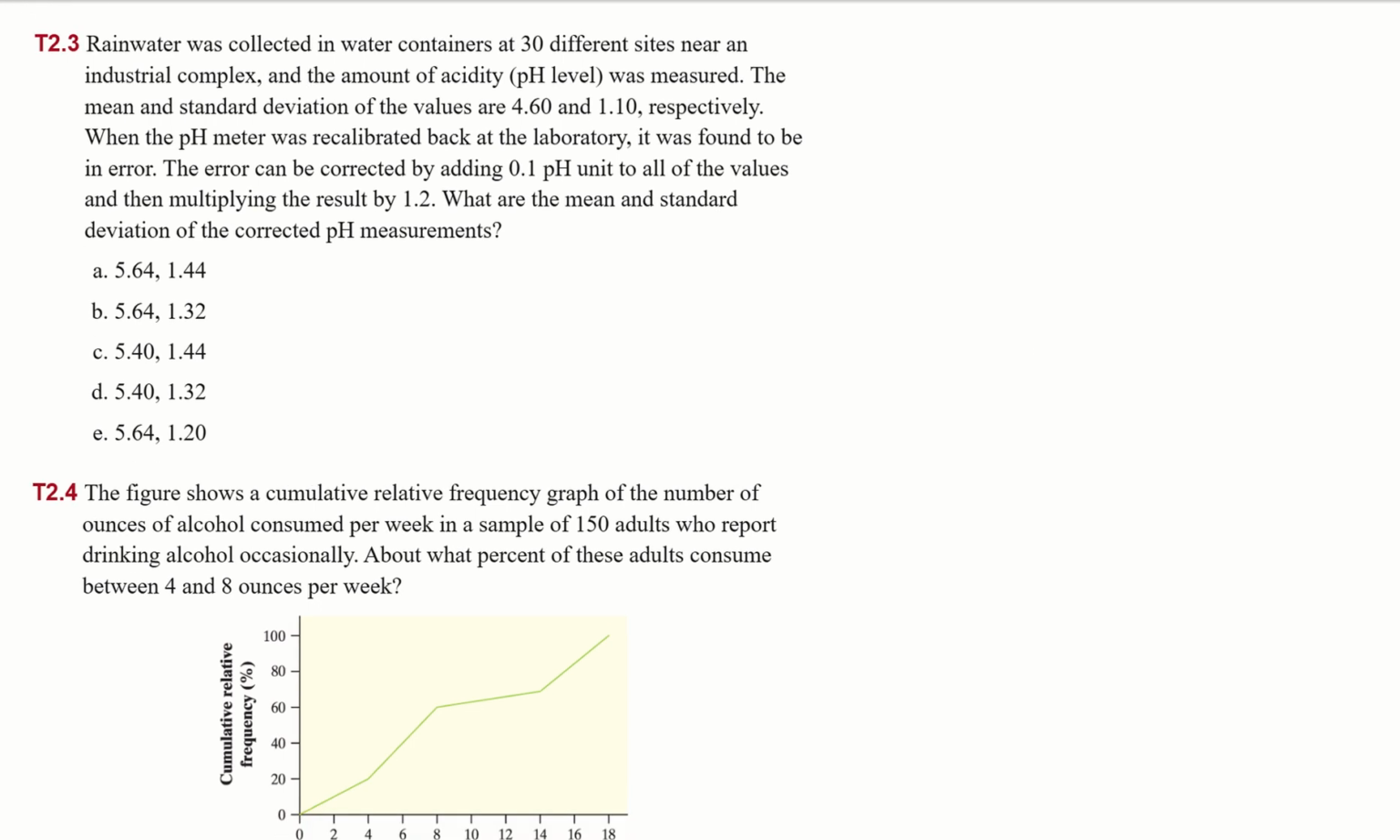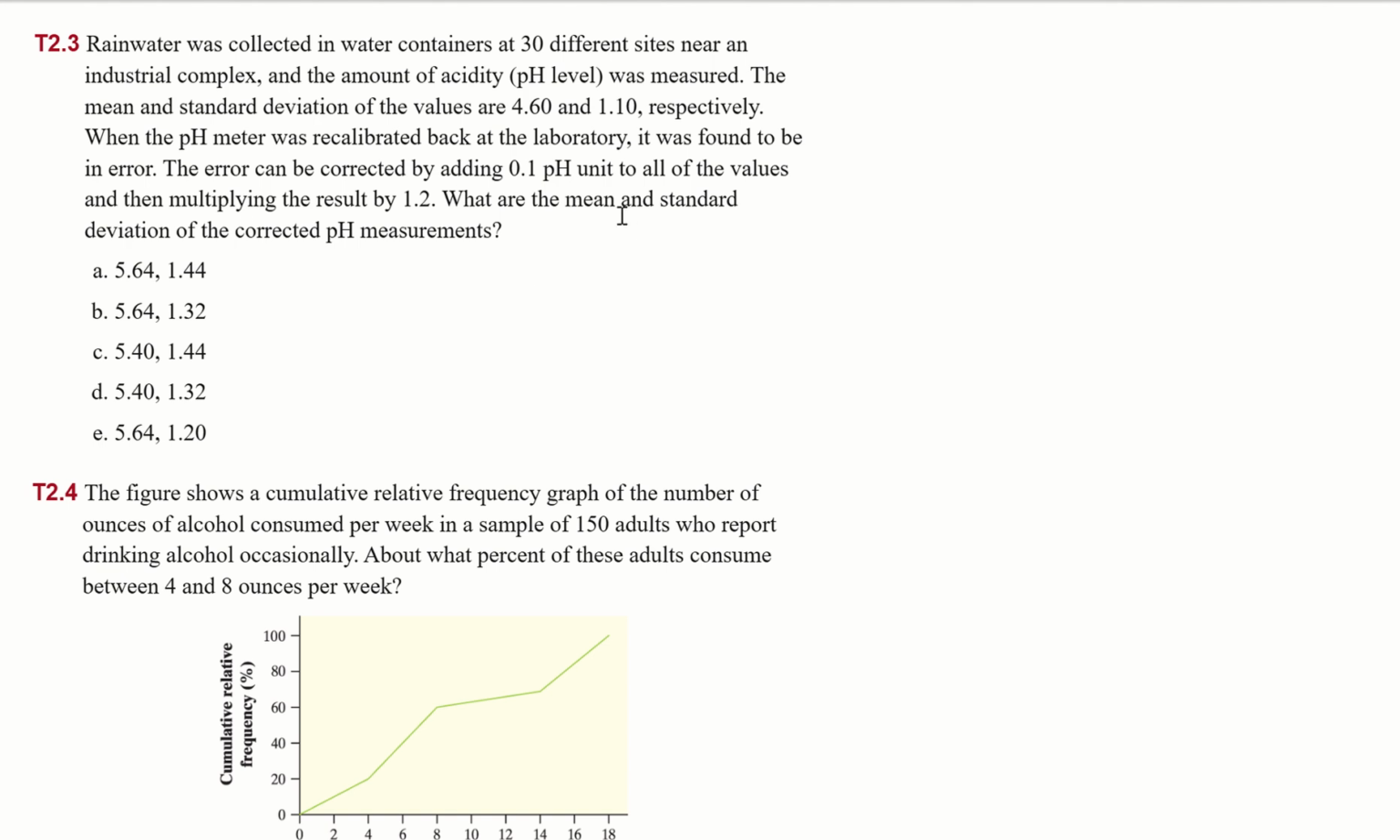number 3, rainwater was collected in water containers at 30 different sites near an industrial complex, and the amount of acidity or pH levels was measured. The mean and standard deviation of the values are 4.60 and 1.10 respectively. When the pH meter was recalibrated back at the laboratory, it was found to be an error. The error can be corrected by adding 0.1 pH unit to all the values and then multiplying the result by 1.2. Okay, so what are the mean and standard deviation of the corrected pH measurements? So this is a transformations question.